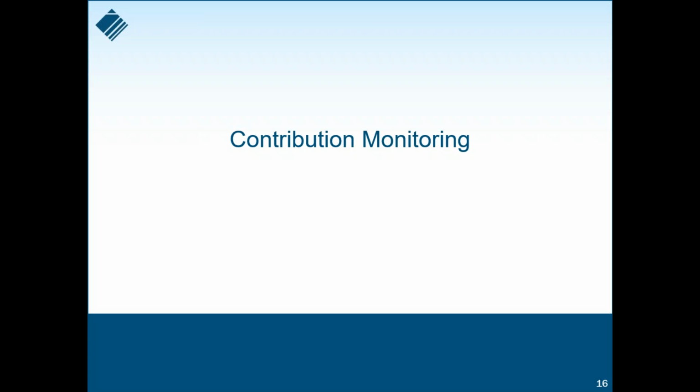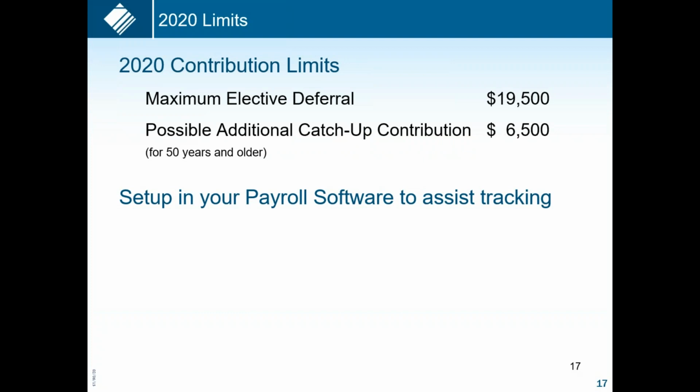Contribution monitoring. Let's talk about the limits and how much can be deferred into the plan per calendar year. Employee deferral limits have increased. Important to note that if a participant has employee pre-tax and employee Roth contributions, the total of those must be combined and cannot exceed the limit. In 2020, participants can defer $19,500. For those aged 50 years and older, they can defer an additional $6,500 for a max deferral amount of $26,000.